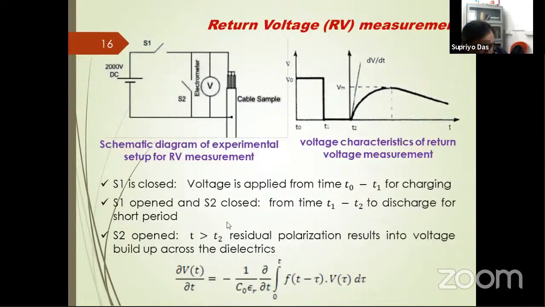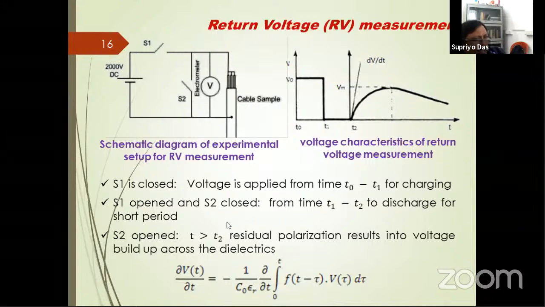Next, coming to the return voltage measurement. The schematic diagram of the experimental setup is shown. Initially we will charge the sample: close the switch S1 and charge the sample for a time duration, let us say T0 to T1. Then S1 is opened and S2 is closed. That means we are disconnecting the supply and shorting the cable insulation for a small time, T1 to T2.